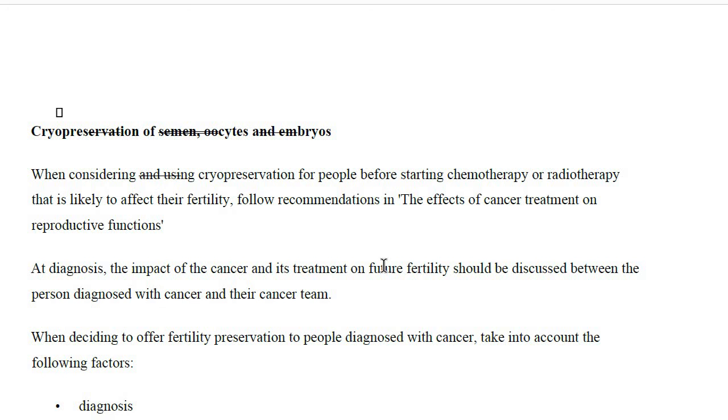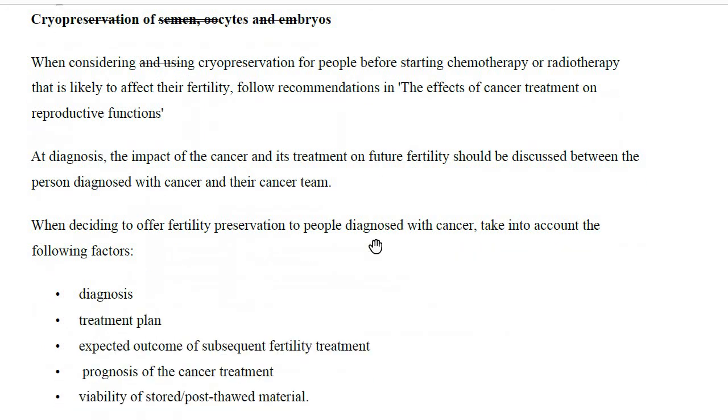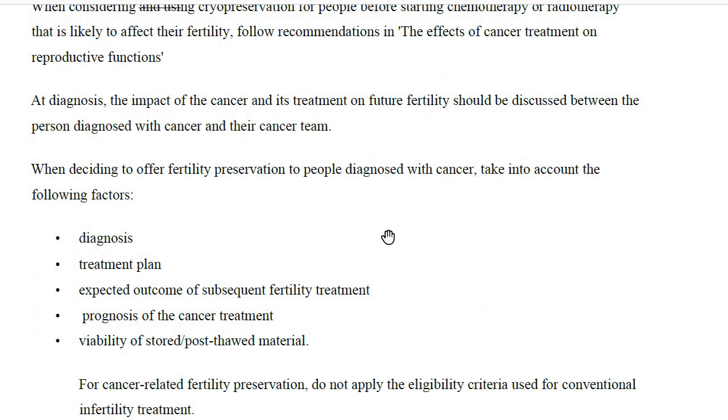should be discussed between the person diagnosed with cancer and their cancer team, because it would be unethical if this person is going to die after producing children. It will not be a good idea, because these children should not grow up without a guardian. At diagnosis, everything should be discussed with the cancer team.